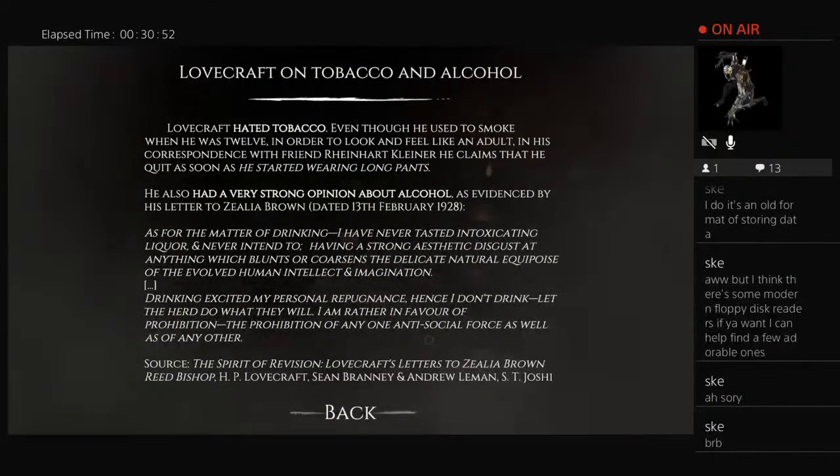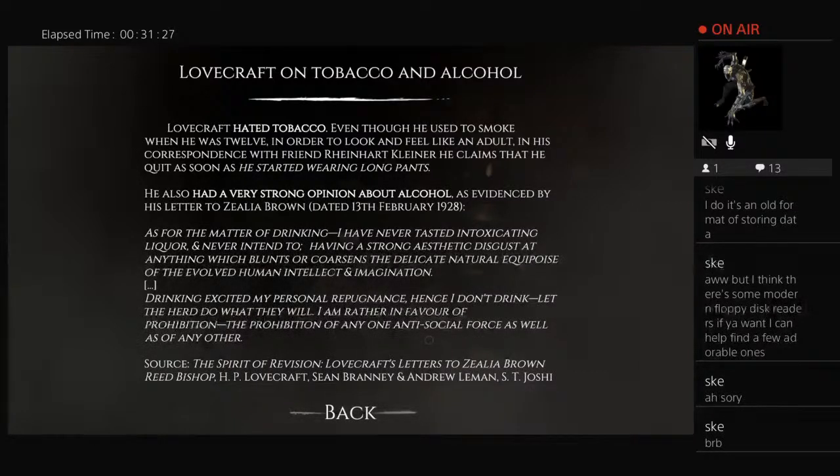Lovecraft on tobacco and alcohol. Lovecraft hated tobacco, even though he used to smoke when he was 12, in order to look and feel like an adult. In his correspondence with friend Reinhardt Kleiner, he claims that he quit as soon as he started wearing long pants. He also had a very strong opinion about alcohol, as evidenced in his letter to Ms. Brown, dated 13th February 1928.